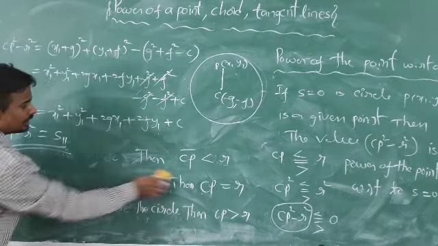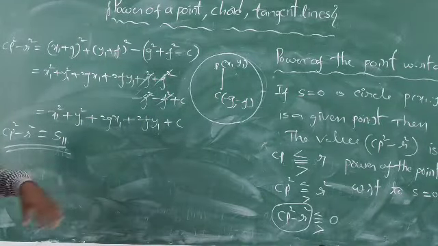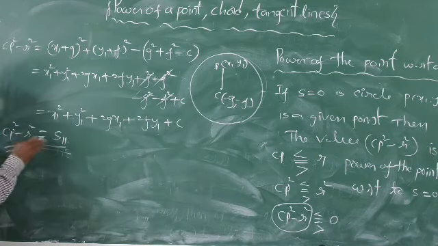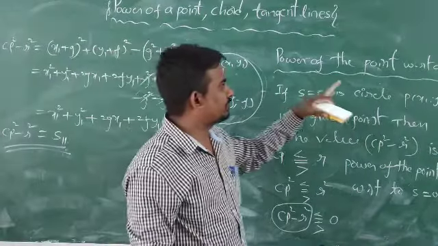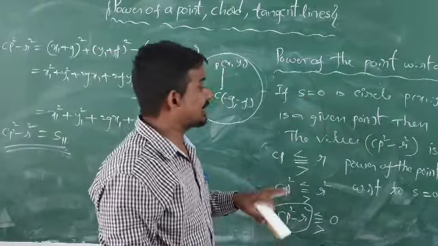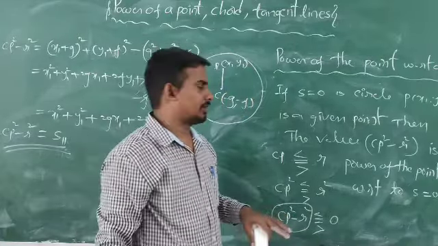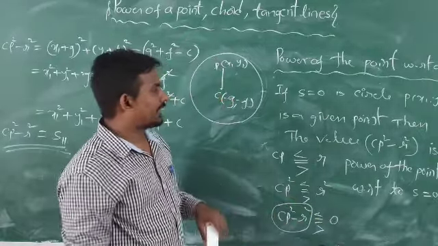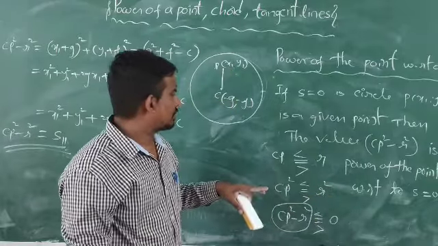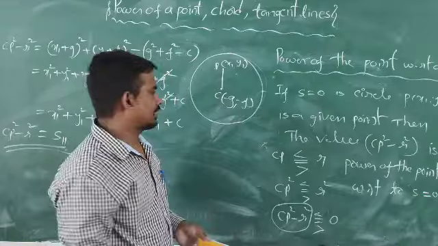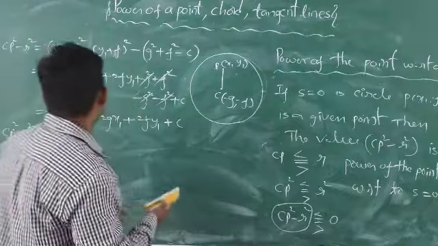We know the meaning of S11. I explained it to you just in our last board. This is CP square minus R square equal to S11. Finally, we may conclude that the power of a point (x1, y1) with respect to circle S is S11. If S11 is less than 0, then the point lies inside the circle. If S11 is equal to 0, then the point lies on the circle. If S11 is greater than 0, then it lies outside the circle. That is our conclusion of the relation between a point and a circle on the same plane.